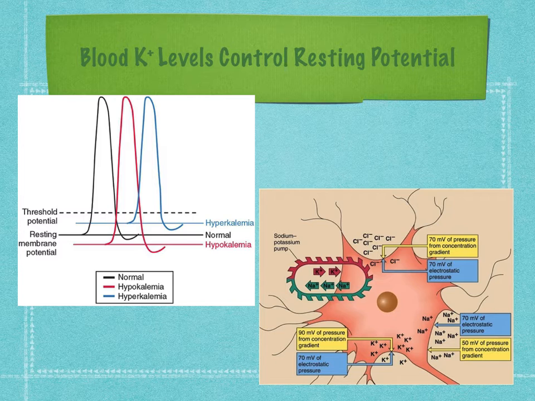Repolarization is more rapid in hyperkalemia and slower in hypokalemia. The little chart with the black and the blue and the red lines shows the effect of hyper and hypokalemia on the resting membrane potential. And the drawing shows how the differences in voltage will result in hypo versus hyperkalemia.